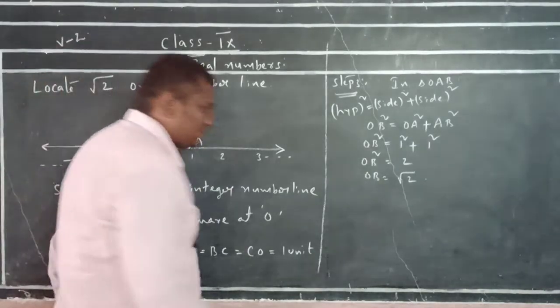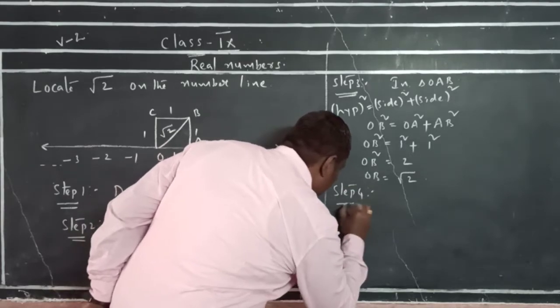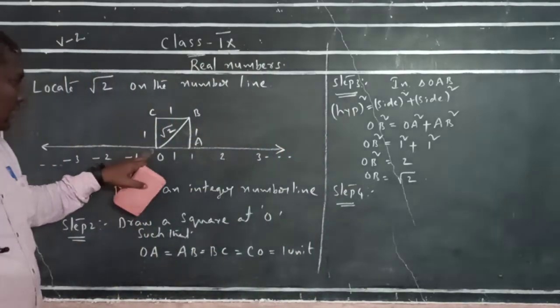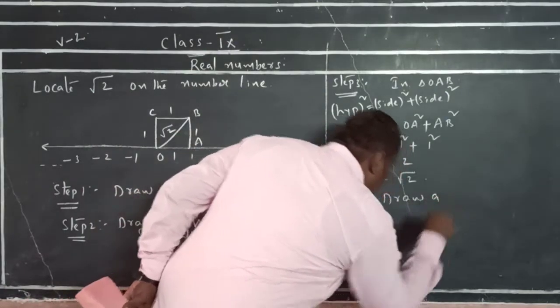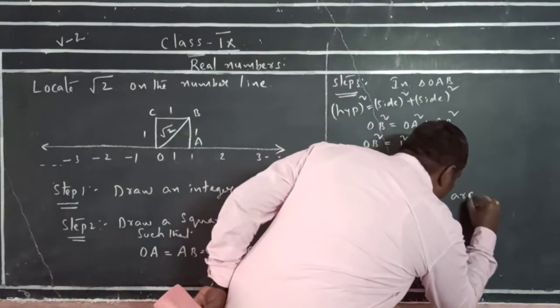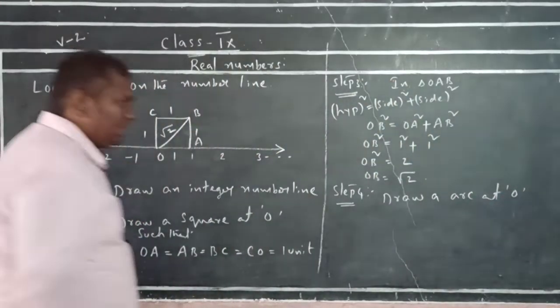Okay, next step 4. Here draw an arc at O. Draw an arc at O with radius root 2 units.